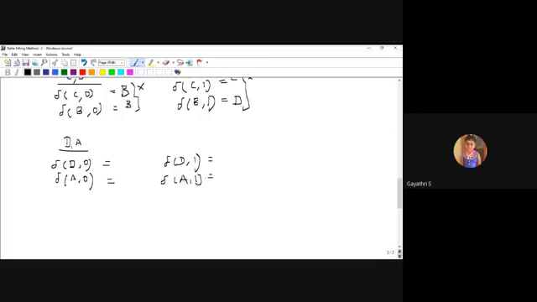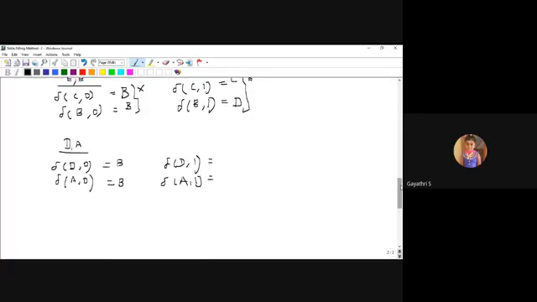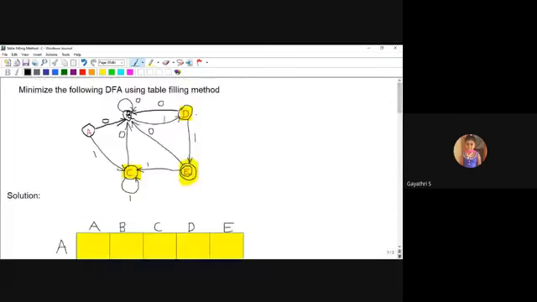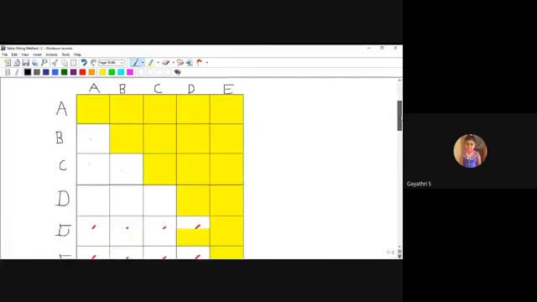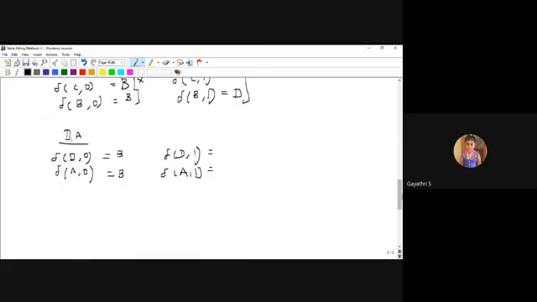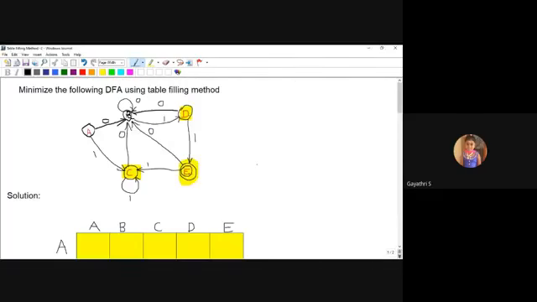Okay, first del of D comma 0, which is B only. Del of A comma 0, which is also B only. Next, del of D comma 1, which is E. Del of A comma 1, which is C.